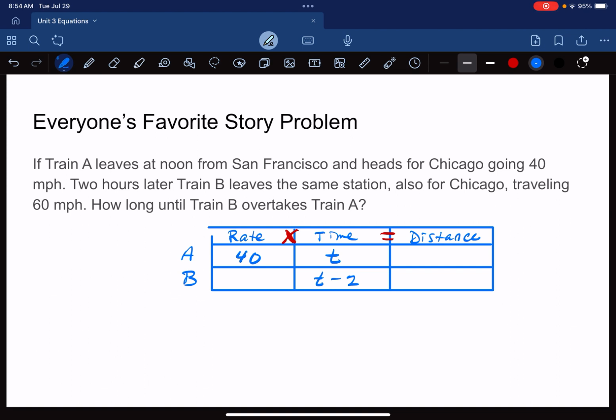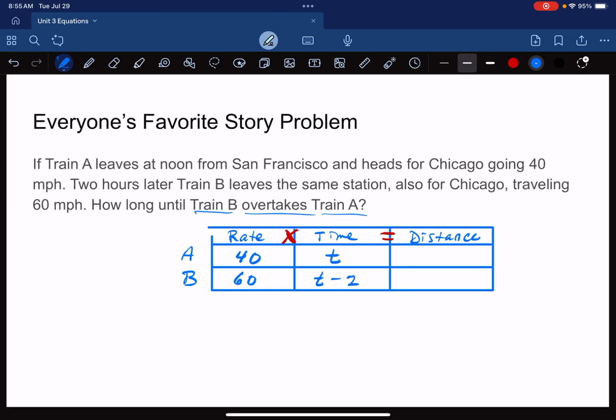Train B leaves the same station traveling at 60. Now here's what I know. These guys are going to the same place, and I know the distance. I want to know when their distance is equal. When will train B overtake train A? Well, when train B overtakes train A, they'll have traveled to the same spot. It's just that one took less time.